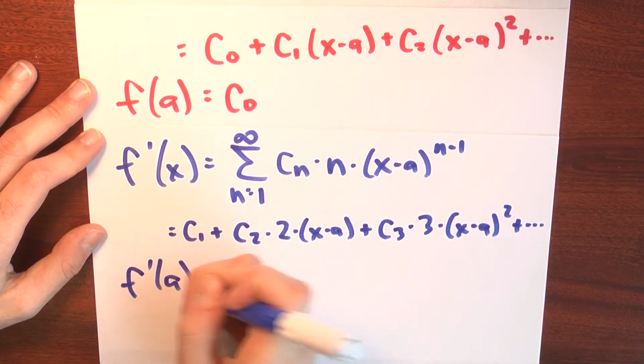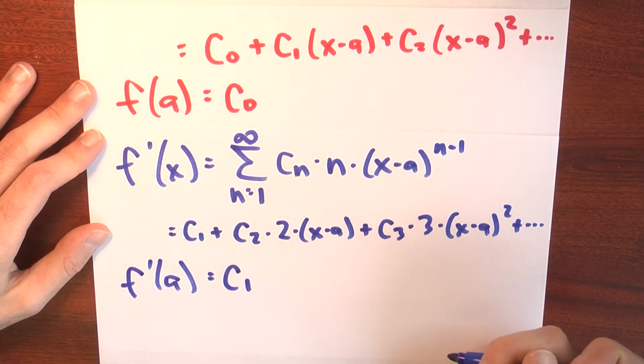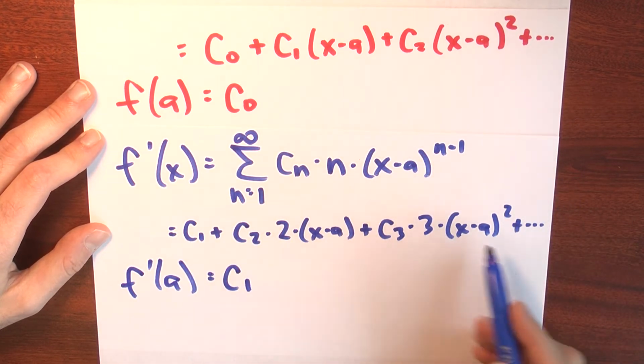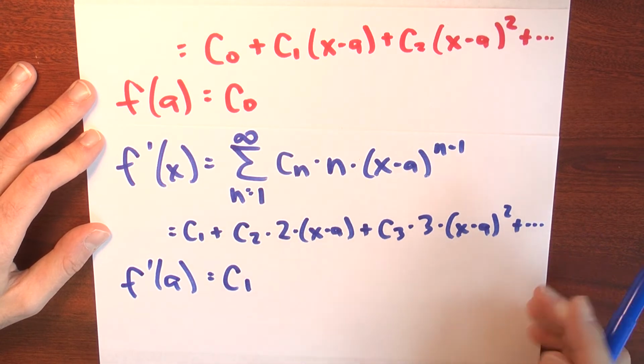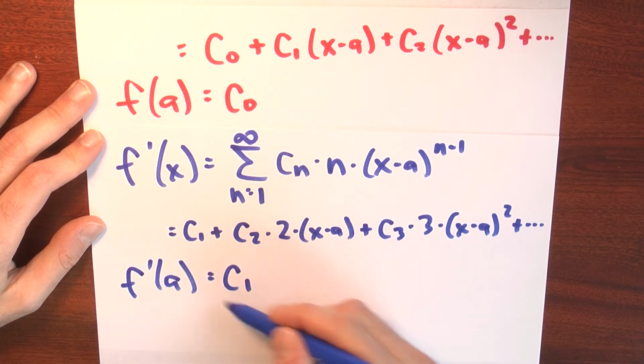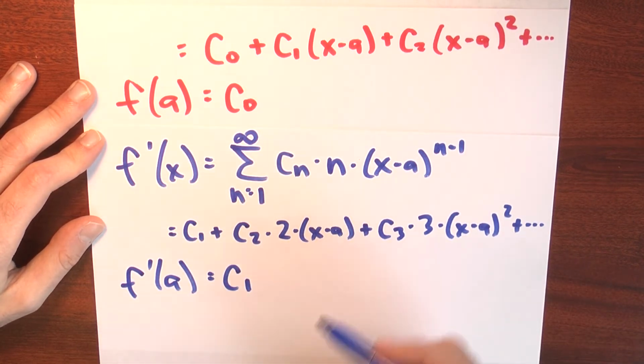And now note what happens when I plug in a for x, right? What's f prime of a? Well, it's just like what happened before. I've got c sub 1, but then this c sub 2 times x minus a, that term vanishes. This term here also has an x minus a, so when x is equal to a, this term vanishes. All the later terms vanish. This means that I can recover the value of the c sub 1 coefficient just by differentiating the function at the point A. And so on, right?